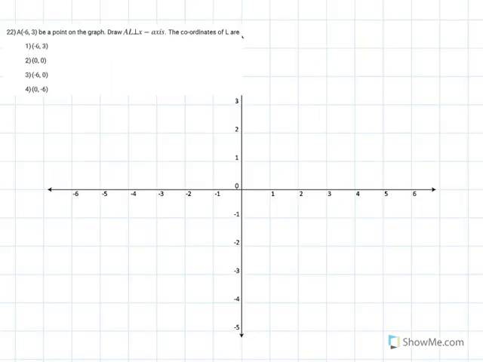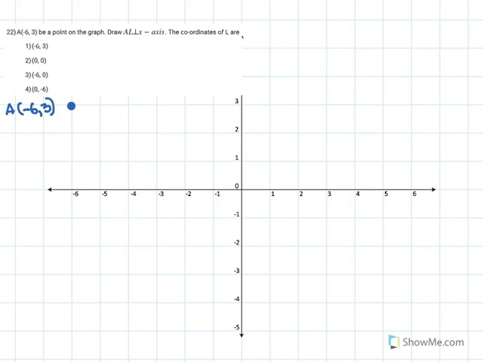A similar sum now, minus 6, 3 be a point. Let's plot minus 6, 3. So minus 6 and 3 will be here. So this is our point A, where x is minus 6 and y is 3.